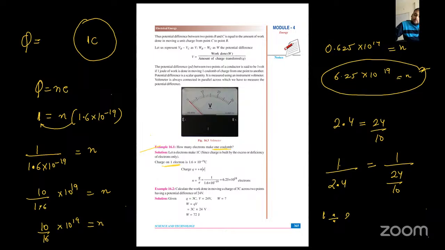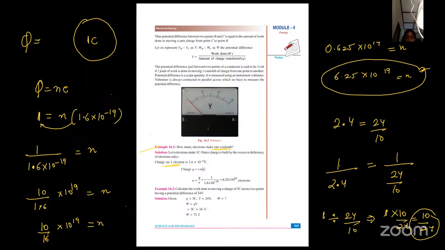1 divided by 24 upon 10, because it's a division sign. Now, to change the division form, it will become 1 into, so the reciprocal will occur. So it will become 10 upon 24. Okay, sir, got it. So instead of doing this whole process, we simply remove the decimal and 10 will come in numerator.